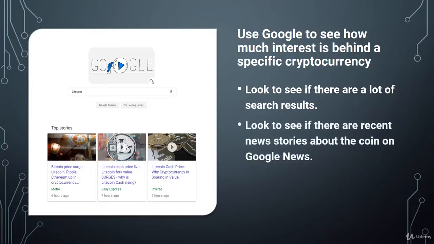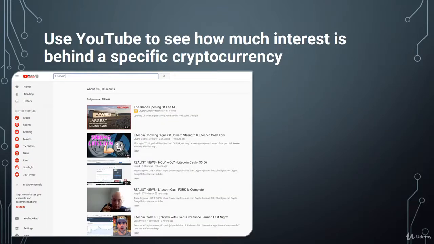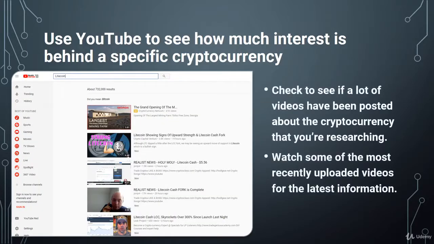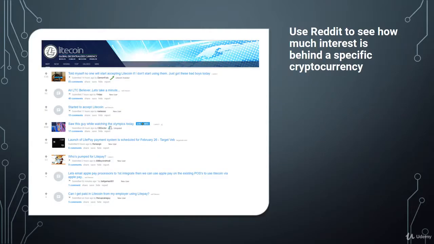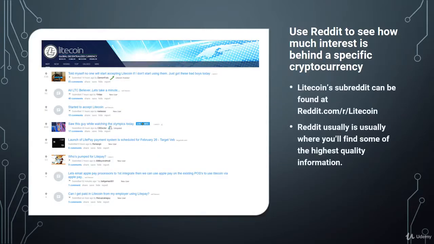And if I go to Google News and there are trending news stories about the currency, then that's an even better sign. Next, I go to YouTube and I search for the currency to see if there are any videos about it. If videos are constantly being posted about the currency, then that's a great sign as well. Next, I go to Reddit and go to the coin's official subreddit. If there's a lot of recent posts, then that's a really good thing to see.